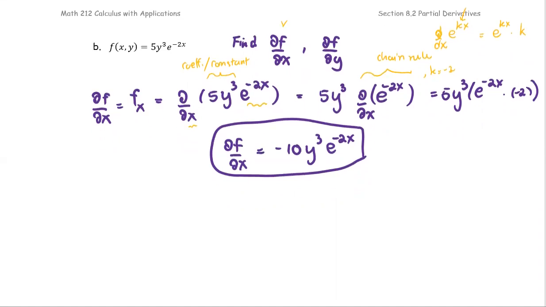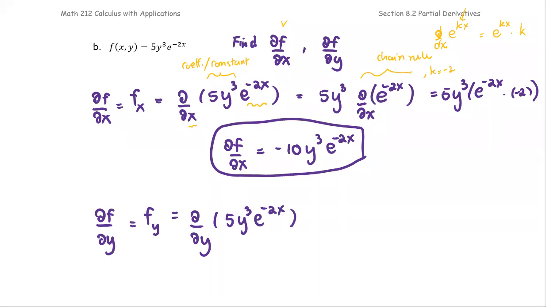And then the next one, we're going to do the first partial derivative with respect to y, or f subscript y, which means we do the partial derivative with respect to y of 5y to the third e to the negative 2x. We focus on the variable y. Y is right here, this portion. Therefore, we're going to treat 5 and the e to the power x term as the constant term or as a coefficient.